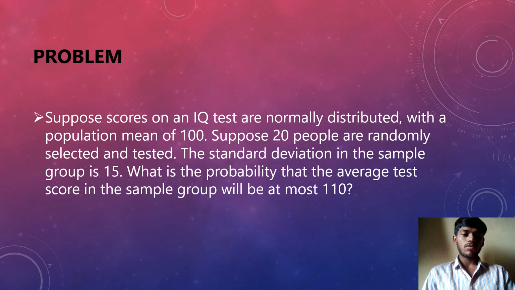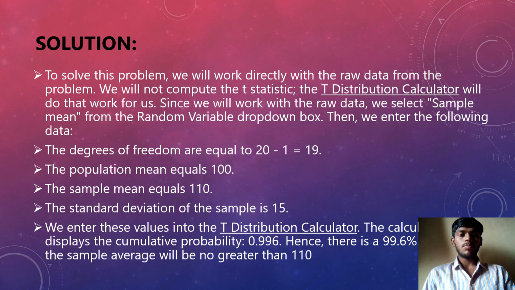Problem. Suppose scores on an IQ test are normally distributed with a population mean of 100. Suppose 20 people are randomly selected and tested. The standard deviation of the sample group is 15. What is the probability that the average test score in the sample group will be at most 110? To solve the problem, we will work directly with the raw data from the problem. We will not compute the t-statistic. The t-distribution calculator will do the work for us.